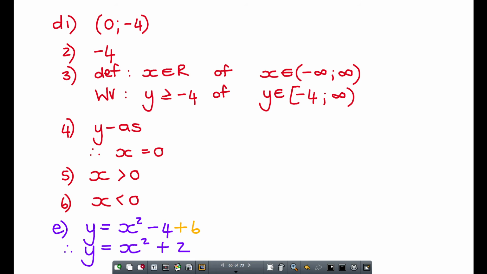Okay, dan by D. Sê hulle vir jou bereken die draaipunt. Now remember the turning point, die draaipunt is ook jou y-afsnit, né? Turning point and y-intercept is the same thing. So that's why we've got 0 and minus 4.